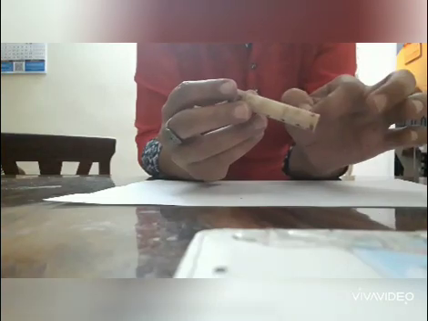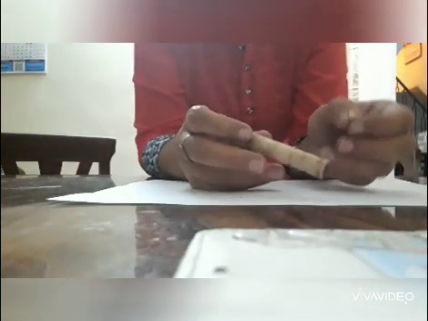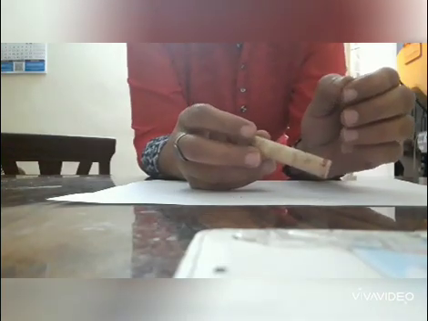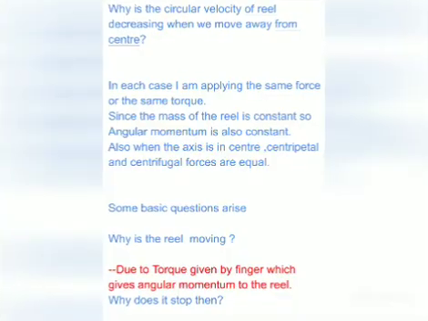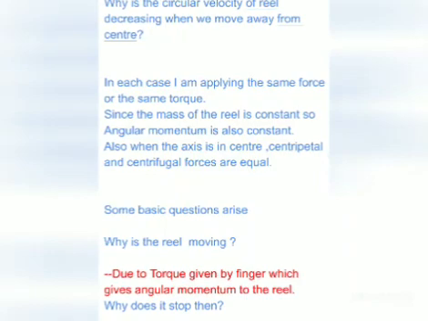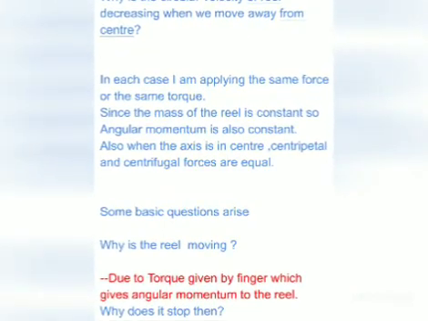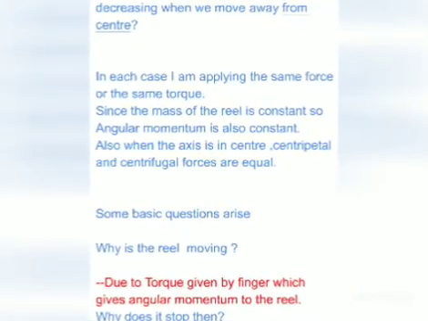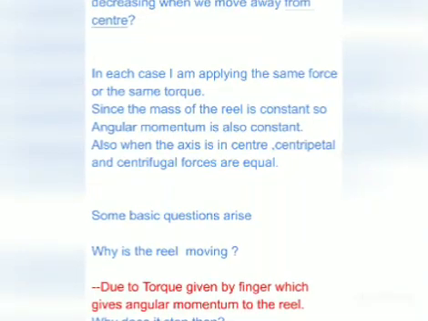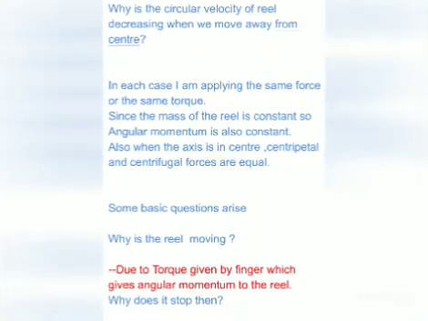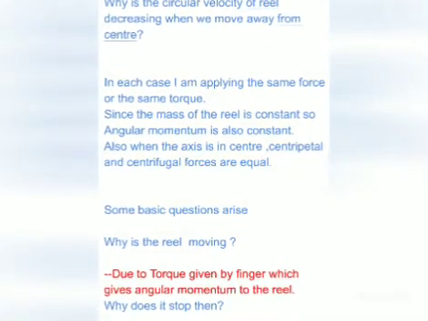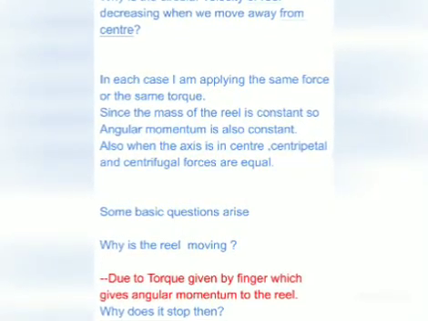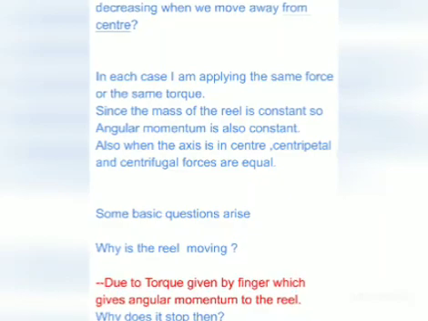So why does this happen? What is the reason behind it? Let's find out with some circular motion concepts. Why is the circular velocity of the reel decreasing when we move away from the center? In each case, I am applying the same force or the same torque. Since the mass of the reel is constant, the angular momentum is also constant. Also, when the axis is at the center, centripetal and centrifugal forces are equal.